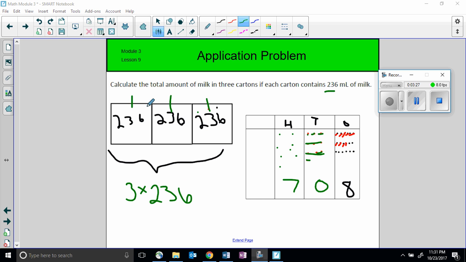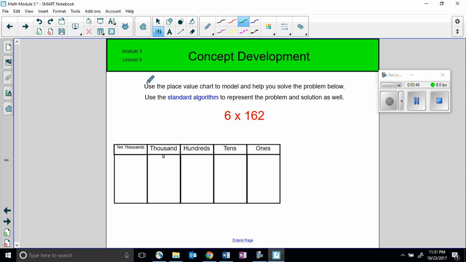Something else we're going to learn today is something called partial product. So this is the standard algorithm, or one of the standard algorithms, where you can use this chart in order to do it, and we'll learn how to do it in numbers a little later down the road, numbers only, so you don't have to draw dots anymore. So this problem says use the place value chart to model and help you solve the problem below. Use the standard algorithm to represent the problem and solution as well.